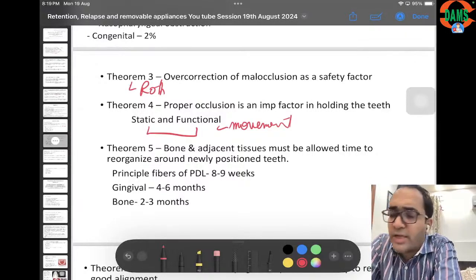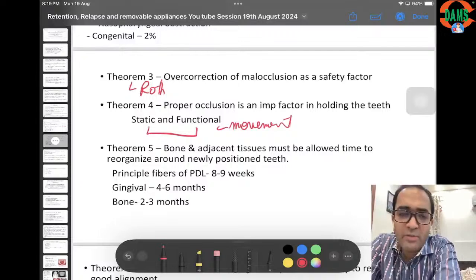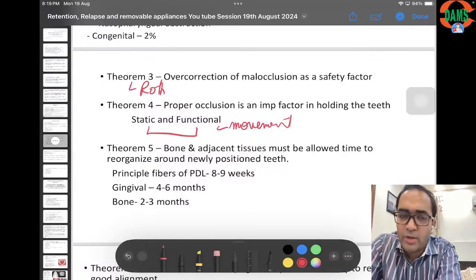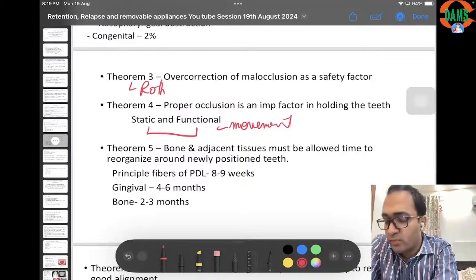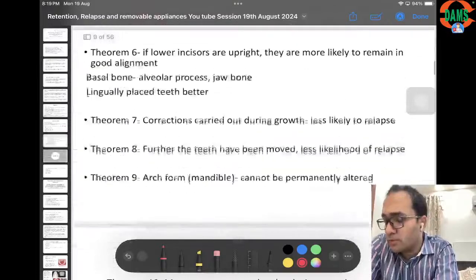Next, bone and the adjacent tissues must be allowed time to reorganize around the newly positioned teeth. So what are the times which we have already discussed? The principal fibers take 8 to 9 weeks, gingival fibers 4 to 6 months, bone takes approximately 2 to 3 months. So we have to respect the time which is required for each of these to reorganize according to the new position.